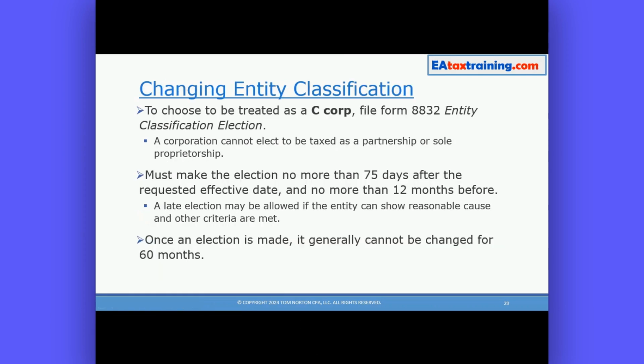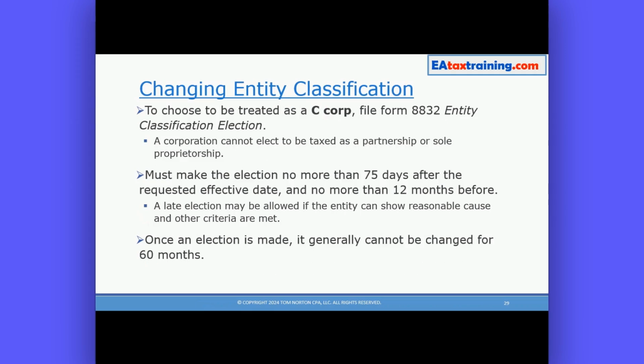So now let's talk about changing the entity classification. I've mentioned several times already how you can have one type of entity that instead elects to be taxed as a different type of entity. And so if an entity wants to choose to be treated as a C Corp. So this is usually going to be an LLC that we're talking about. Although remember, limited partnerships and LLPs can also choose this, as well as personal service corporations. So it's not limited to LLCs, but I'm just going to keep it easy and think of it as an LLC because this is the most common case.